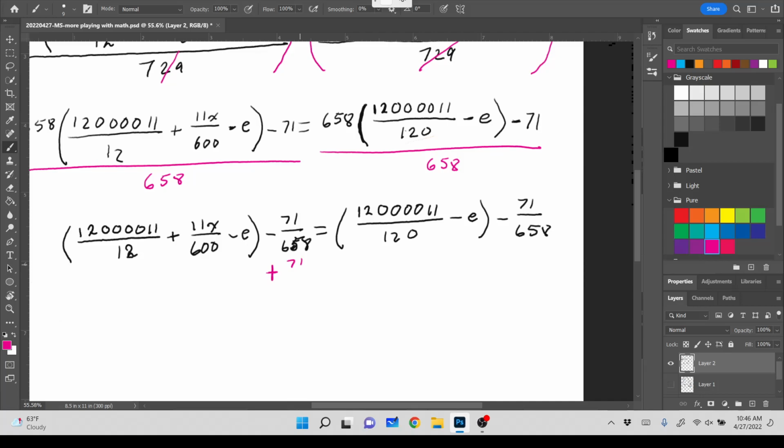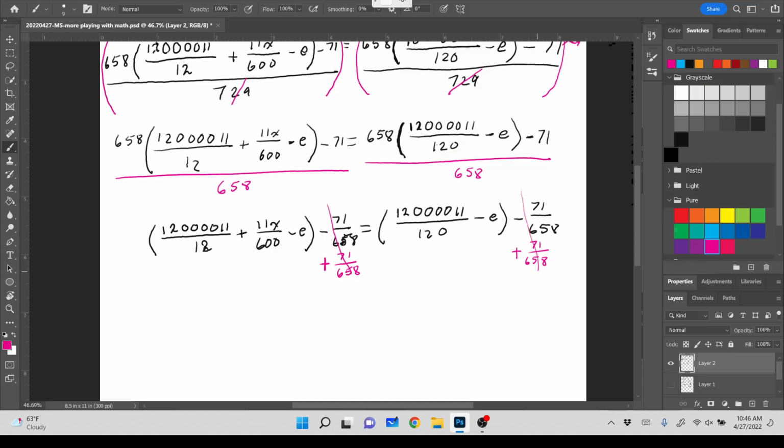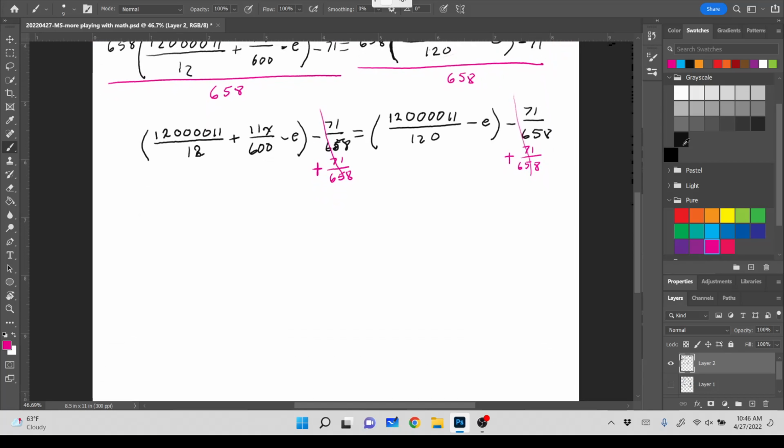Okay. So we are adding 71/658 to both sides. Yep. No, we're not. 71 is disappearing. The 658 is also going away, even though it took us two steps to get rid of it. So those cancel. Okay. It still left its mark. That 658 is involved. So what's left? We are hacking it away.